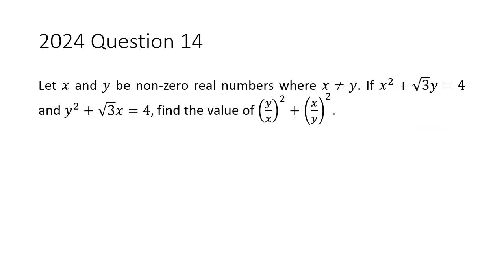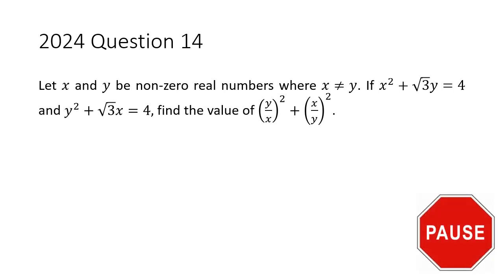Question 14. Let x and y be non-zero real numbers where x is not equal to y. If x squared plus the cube root of y equals 4, and y squared plus the cube root of x equals 4 also, find the value of y over x squared plus x over y squared. Pause the video here and give this question a good try.